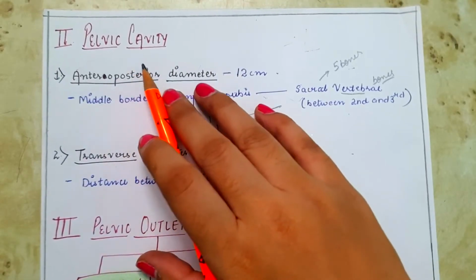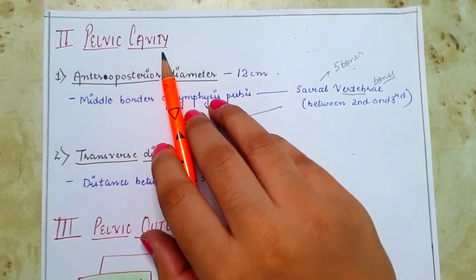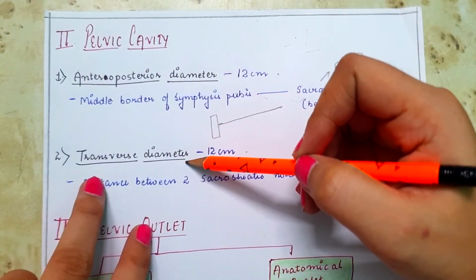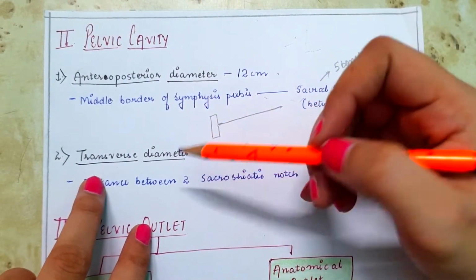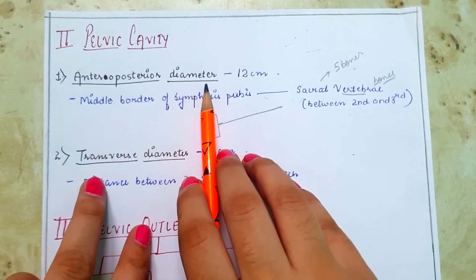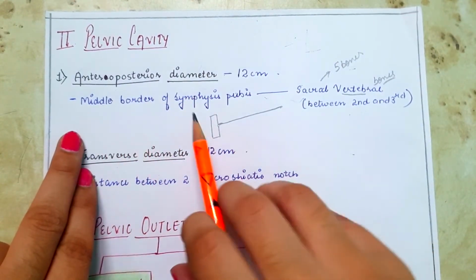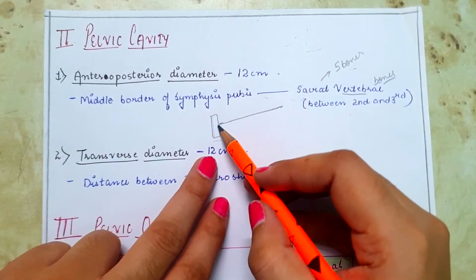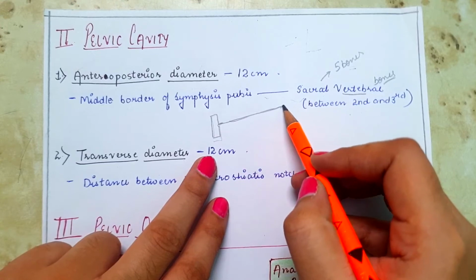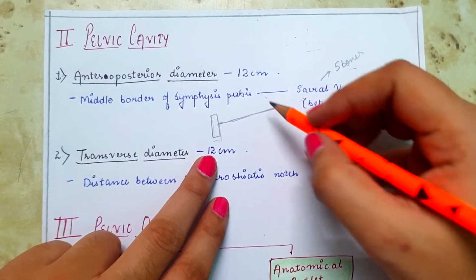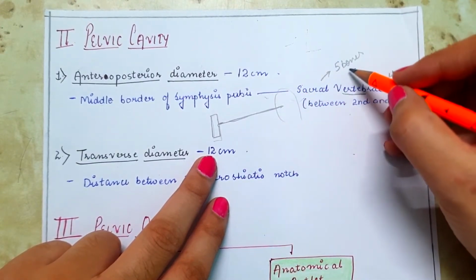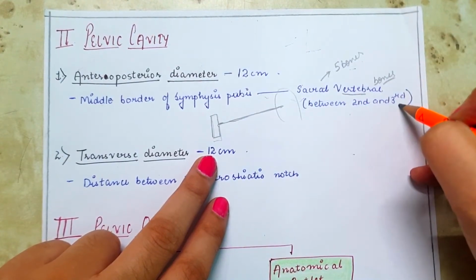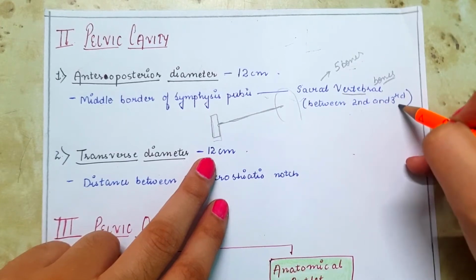After the pelvic inlet, next is the pelvic cavity, and the pelvic cavity has an anterior posterior diameter and a transverse diameter. It does not have an oblique diameter. Starting with the anterior posterior diameter, it starts from the middle border of the symphysis pubis. Let's assume this is the symphysis pubis. From the middle border of the symphysis pubis to the sacral vertebra, as the sacrum consists of 5 bones, between the second and third sacral vertebra.